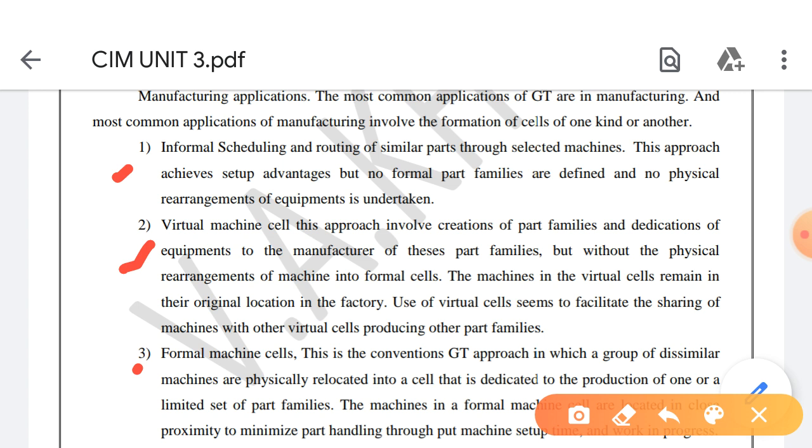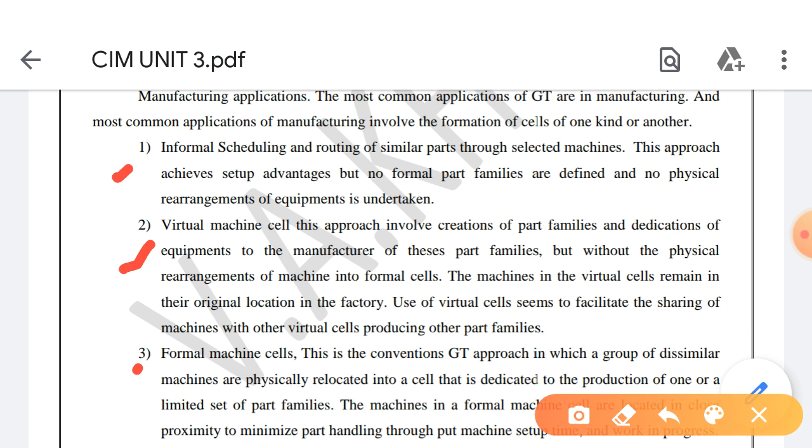What are those? The first one is informal scheduling and routing, where the planned schedule may not hold, and suddenly you have to change the schedule and routing. Where the industry allows it, group technology is applicable. Here no formal part families are defined and there is no physical rearrangement. Only where the machine is, you have to allocate the part family to that work.